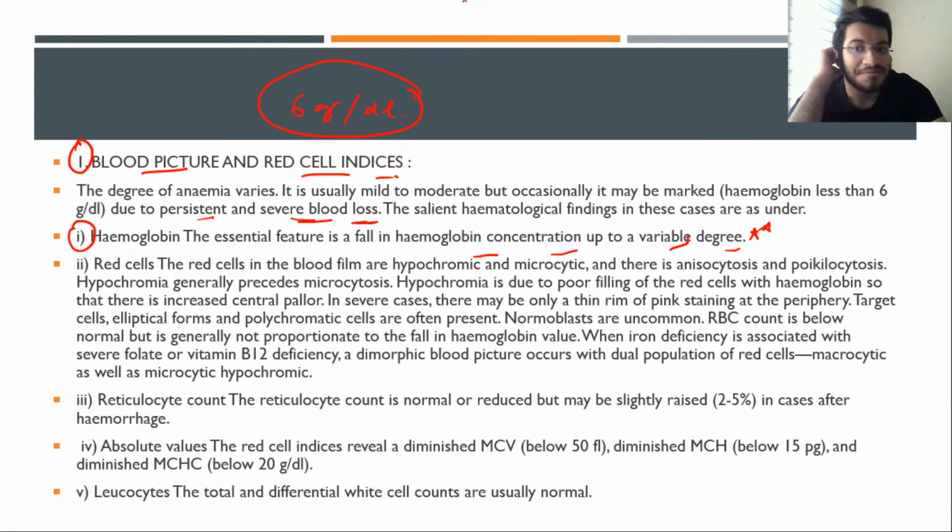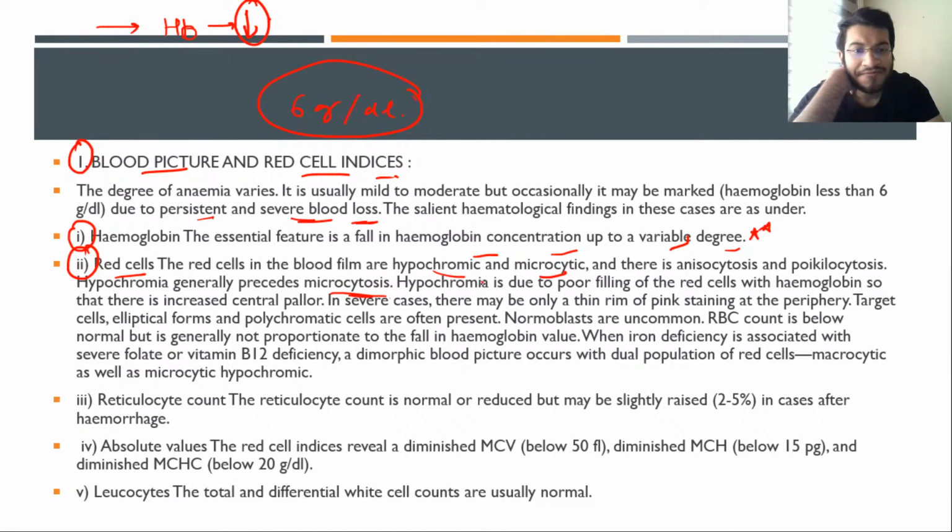First diagnostic feature is hemoglobin. Hemoglobin will decrease. Then second, red cells. The red cells in the blood film are hypochromic and microcytic, and there are anisocytosis and poikilocytosis. So these are of different shapes and different sizes, and hypochromia generally precedes microcytes, right?